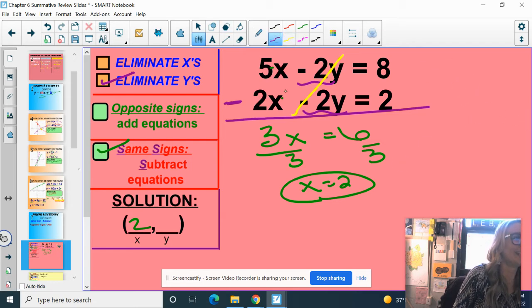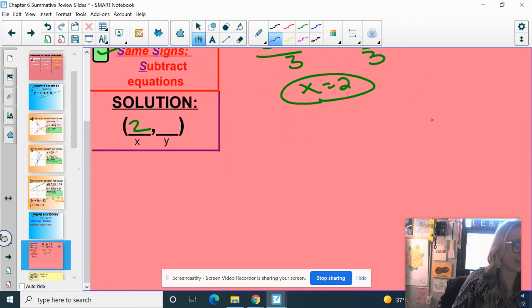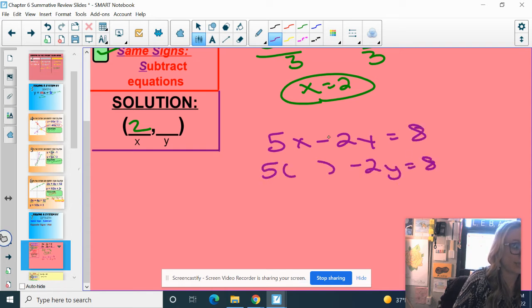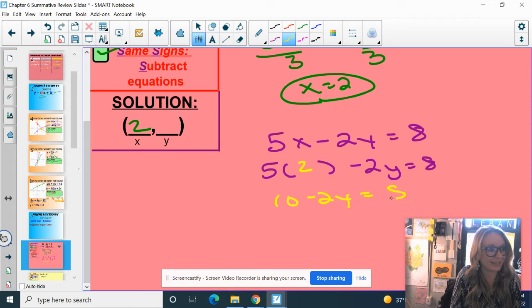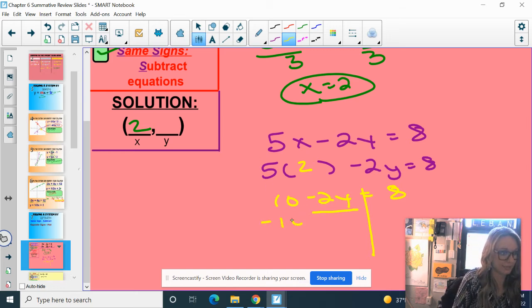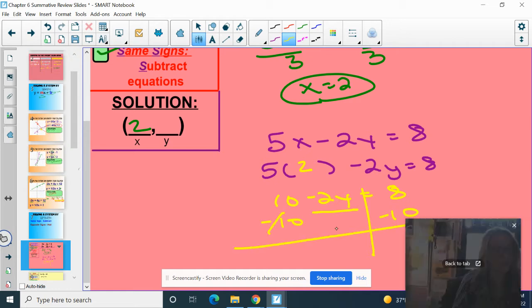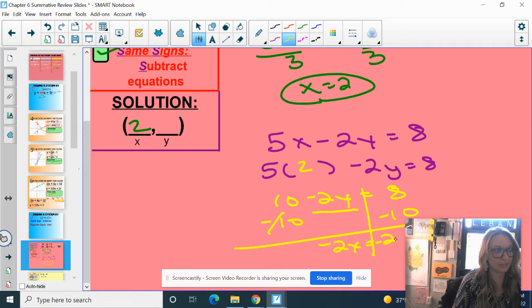Okay. So I'm just going to use the top equation. So 5x minus 2y equals 8. Now, instead of x, I'm going to go ahead and plug in 2 because I already solved for that. 5 times 2 is 10 minus 2y equals 8. Now, I need to move my 10 to the other side. Minus 10, minus 10. Now, I'm left with negative 2y equals negative 2. Divide both sides by negative 2, and you get that y is equal to 1.